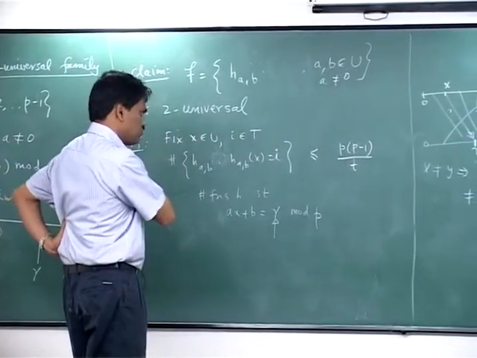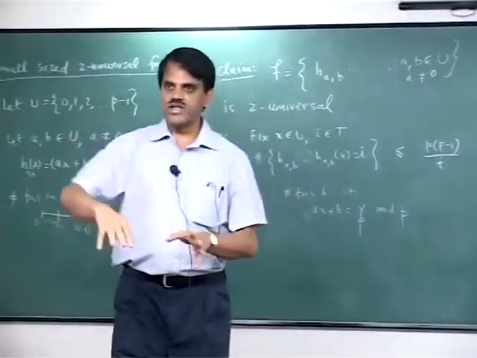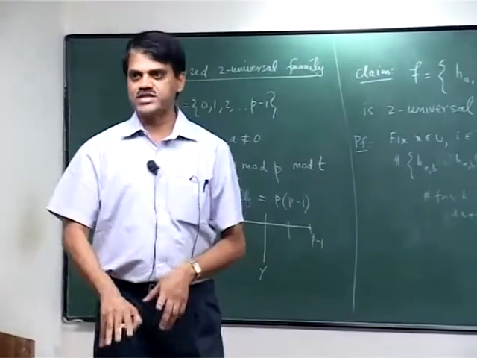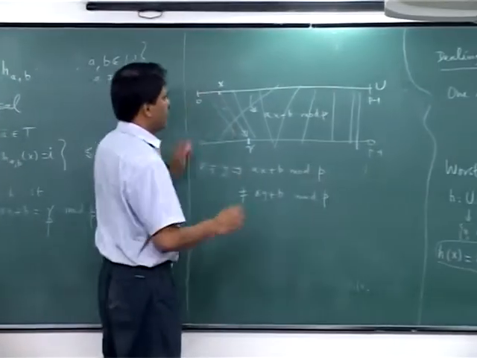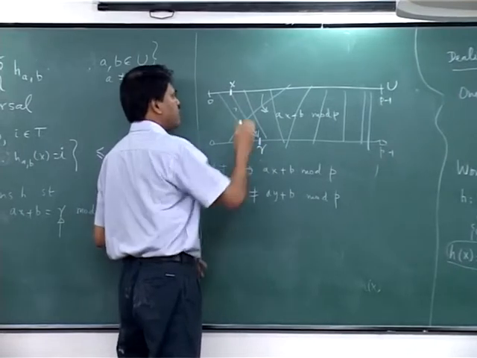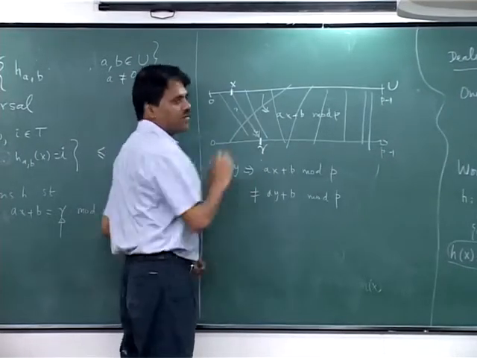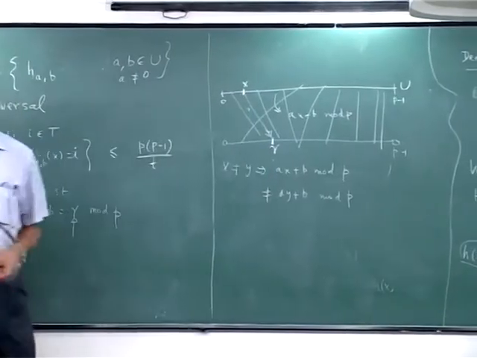So r can be written as k1 t plus i. We'll come to that later, mod t. That's exactly what I need in the next step. For now, I'm saying I fix a certain value x in my universe and a certain value r in the universe. How many (a, b) pairs will map x to r? Okay, p minus 1. Why?